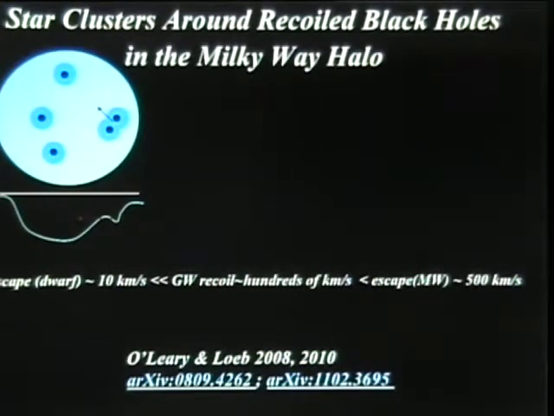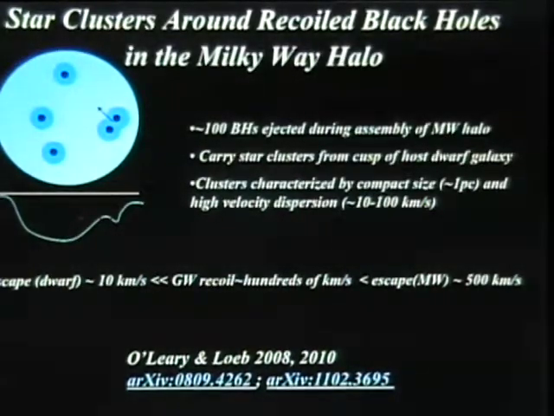And so all these black holes that were kicked when the dwarf galaxies merged to make the Milky Way galaxy, they will now be in the halo of the Milky Way galaxy. And they will not be on their own. They will be surrounded by star clusters that were carried with the black holes as they were ejected. So the prediction from the hierarchical formation of the Milky Way is that there should be 100 black holes or so that were ejected during the assembly of the Milky Way galaxy out of small dwarf galaxies. And they should carry star clusters from their host, the dwarf galaxy.